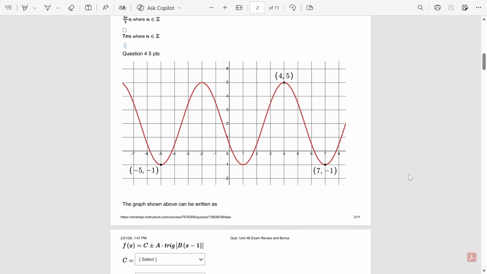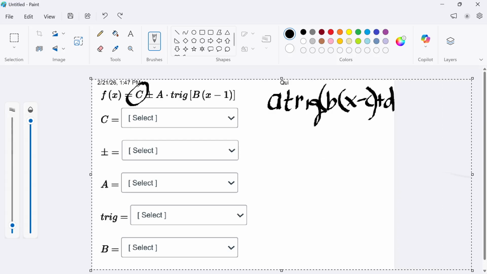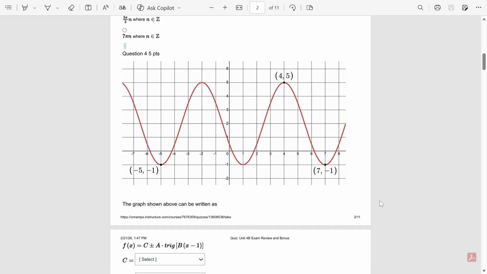Remember, this is sine or cosine. It's not tangent. So usually it starts at 0. So I have to find the midline. 1, 2, 3, 1, 2, 3. So the midline is 2. So C is 2. This is going to be plus 2. And now I have to find the b, and I find the b by looking at the period.